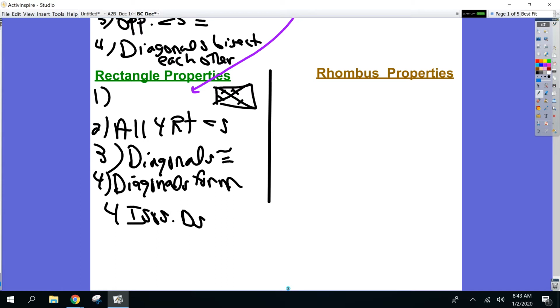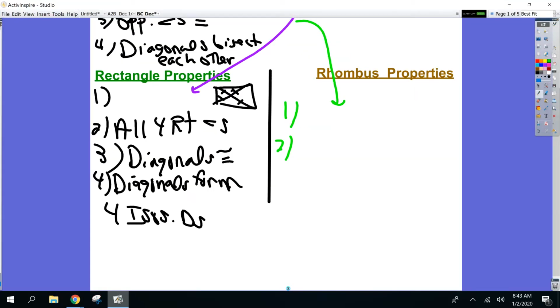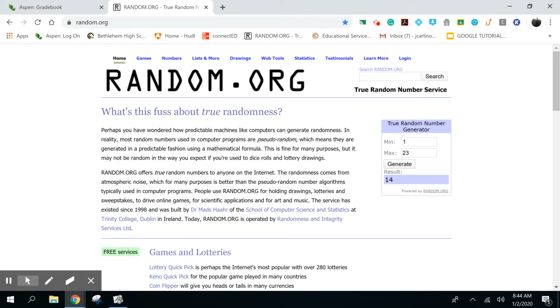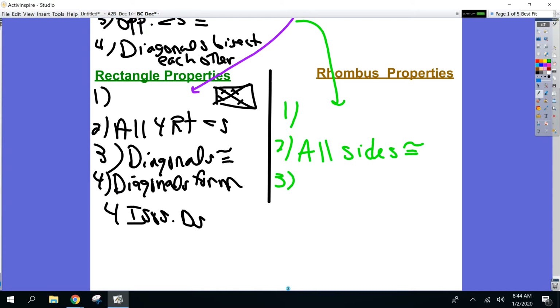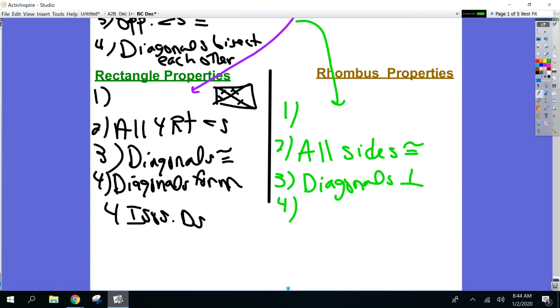All right, rhombus now. Again, all the parallelogram properties. What else in the rhombus? All sides congruent. That's big time. All sides congruent in a rhombus. Not the angles, but the sides. Let's keep going with your rhombus properties. Right triangles now. Right triangles in a rhombus. Those diagonals do a little bit more too. Yep, they're angle bisectors.